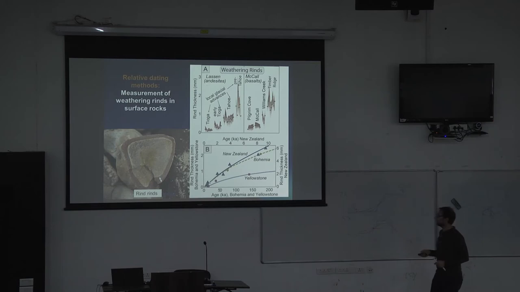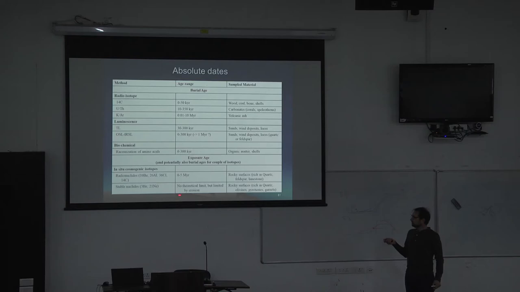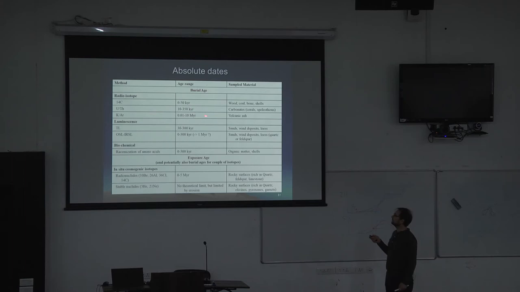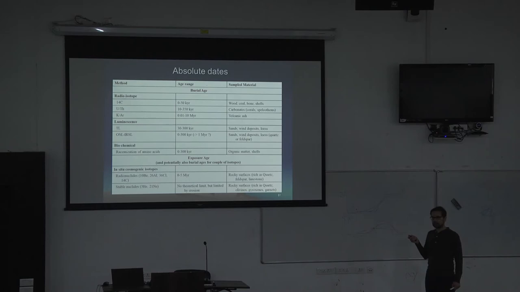So, absolute dating. Tomorrow I will speak about cosmogenic radionuclides. I think many people in this room are familiar with luminescence, and someone will teach you about luminescence in a few days. We also use quite a lot of radioisotopes, so it can be C14 in organic matter, uranium-thorium mostly in carbonate from corals or speleothems, and potassium-argon or argon-argon in all volcanic material, volcanic ash, shards, and so on.